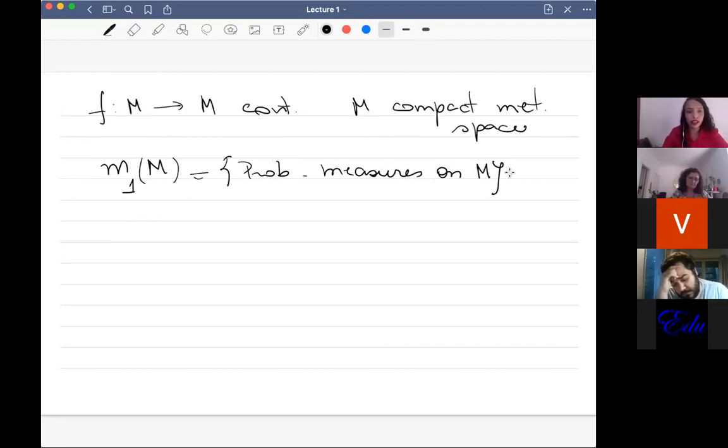I always use these notes in black, writing in white. I just want to keep the same color as my slides, but my handwriting is even worse in these colors. I think next lecture I'll change.